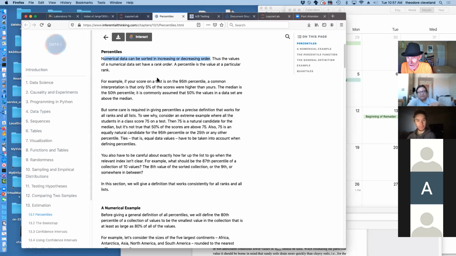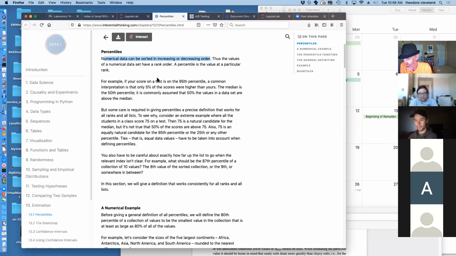So if everybody in the class got a 75, the 75 is a natural candidate for the median, but it's no longer true that half the scores are above or below 75. 75 is also a natural candidate for the 95th percentile or the 25th or any other percentile. Ties, that is equal data values, have to be taken into account when defining percentiles.